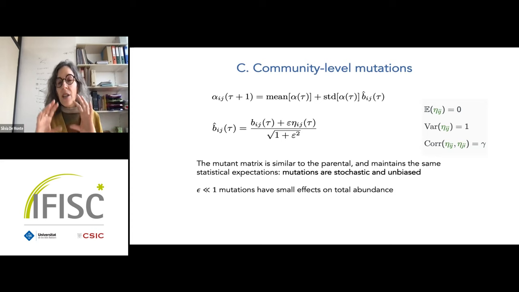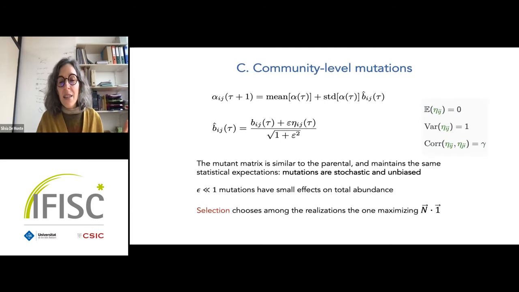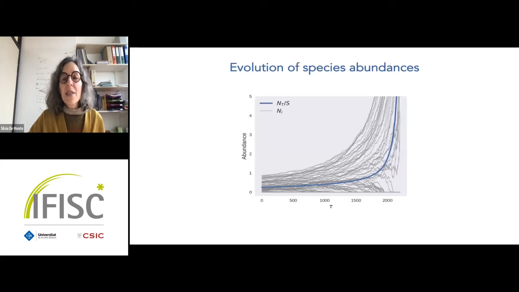Now, this choice provides us with the expected values for this mutated matrix. However, among all the different realizations of this matrix, selection will end up choosing only one, and this is the one that maximizes the total abundance, that is N scalar one. Okay, let's see now in a numerical simulation what happens.